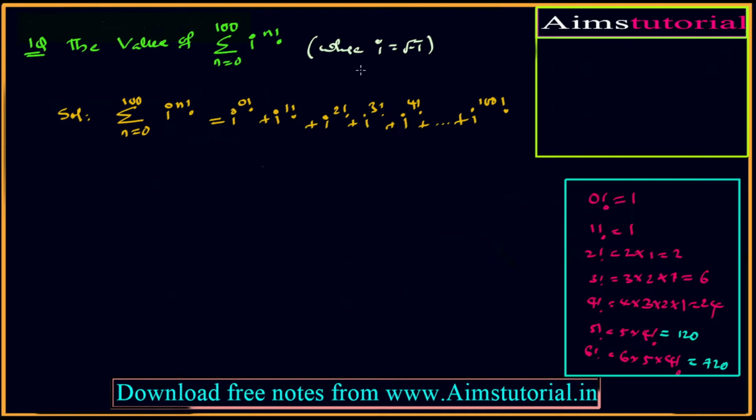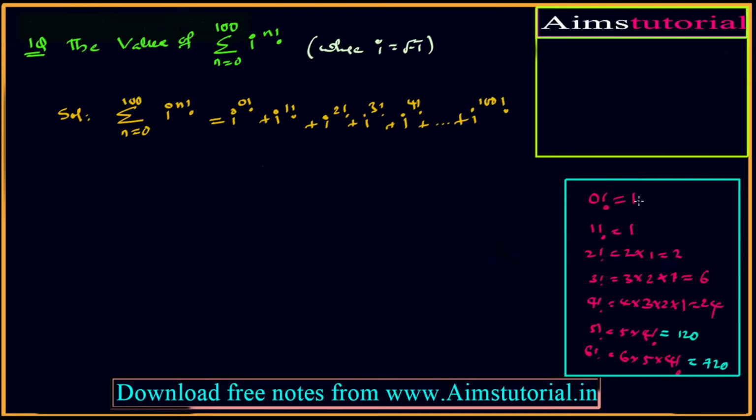Now let us do a few problems which came in previous year exams. The value of summation n equals 0 to 100, i to the power of n factorial, where i equals under root minus 1. So n starts from 0 to 100: i power 0 factorial plus i power 1 factorial plus i power 2 factorial, and so on up to i power 100 factorial. What about 0 factorial?